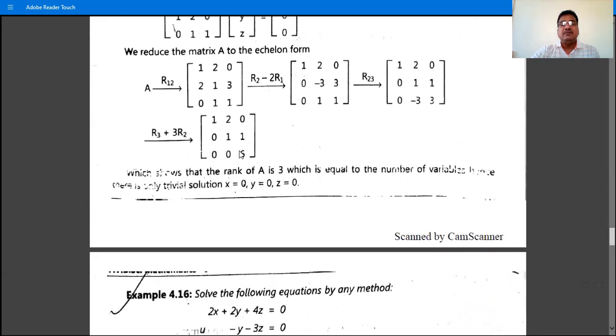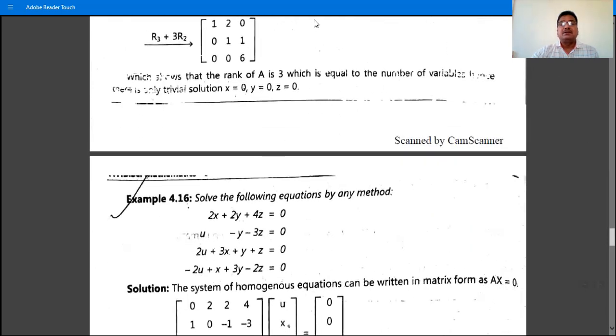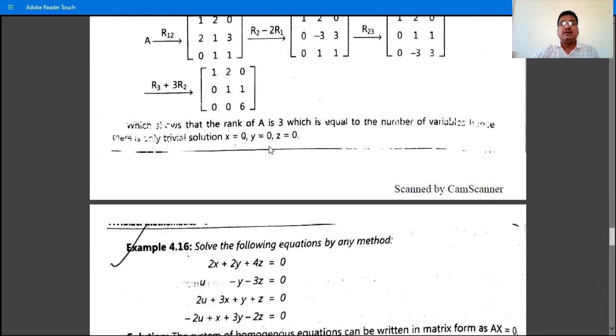So we have the last equation, say, z is equal to 0. The first equation is x plus 2y is equal to 0, then y plus z is equal to 0, and then the last equation z is equal to 0. The last equation gives z is equal to 0, and then y is equal to 0. By back substitution, x is equal to 0 is the solution of this system.